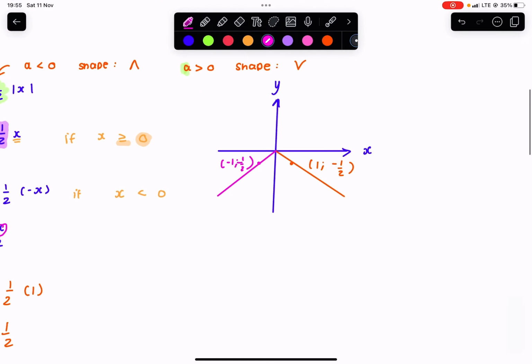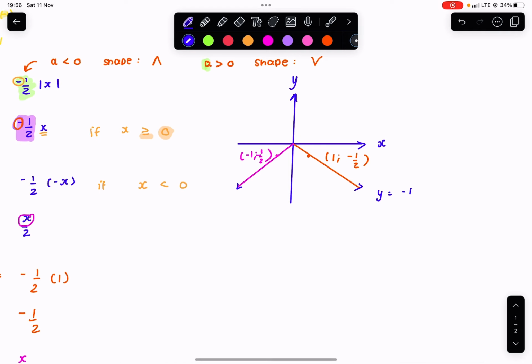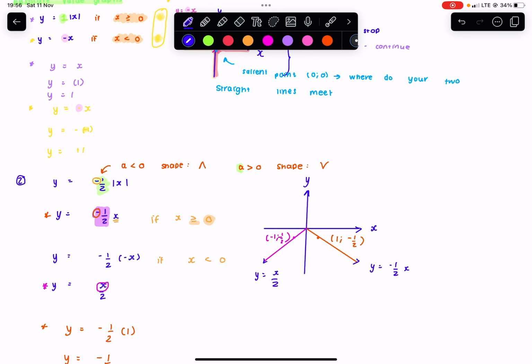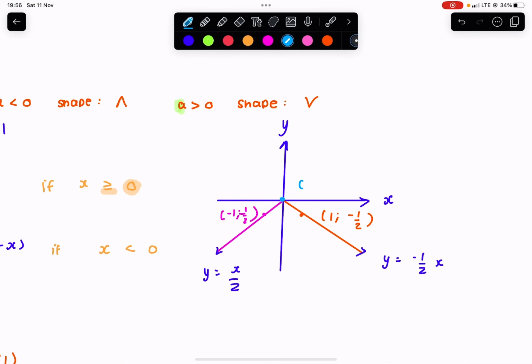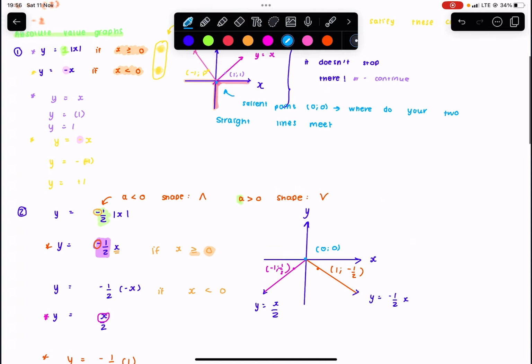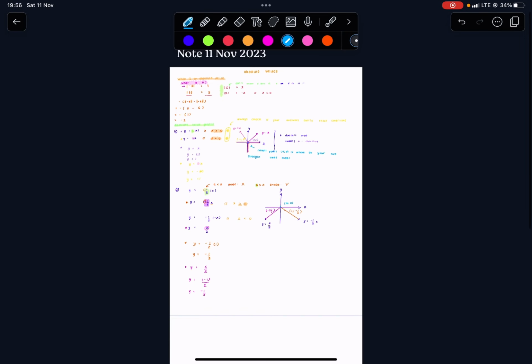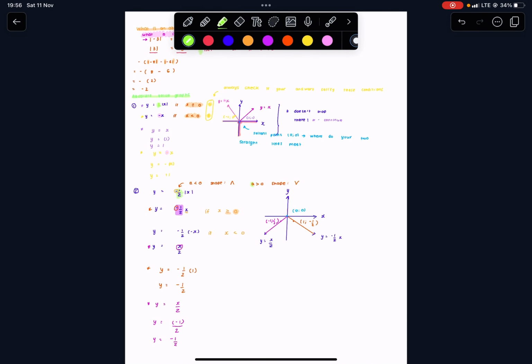Then always remember to just write in your equation. So we're looking at y equals negative a half x, and we're also looking at y equals x over 2. And if they do want the salient point, which I explained that examiners do want it nowadays, then you just say 0, 0. It's always nice to do your salient point in a different color, just so it is nice and bright for your examiner to see.